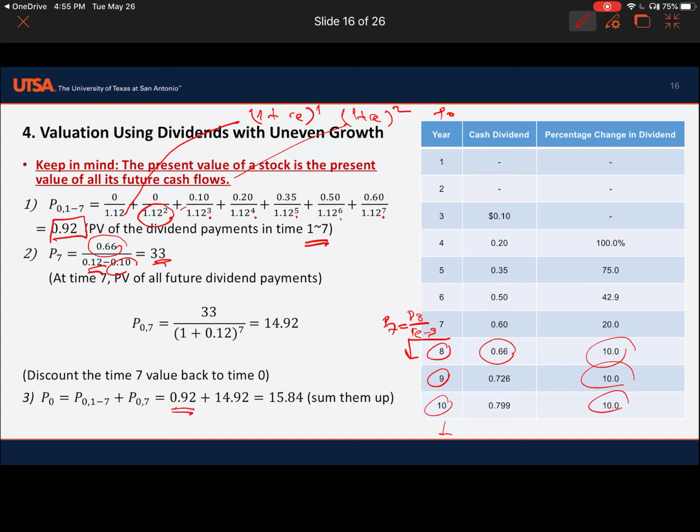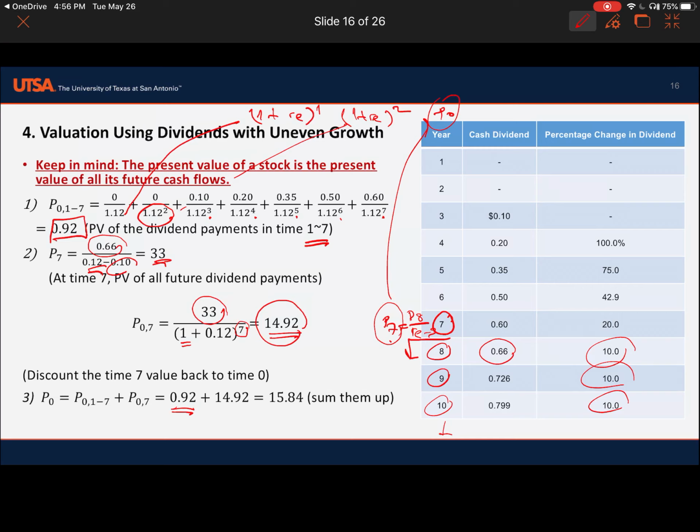We want to discount price 7 to price 0. How can we discount price 7 to price 0? So we have $33 at time 7, and we discount it using the return on equity, which is 12%, for 7 years. This is the present value of the price at time 7, which is 14.92.